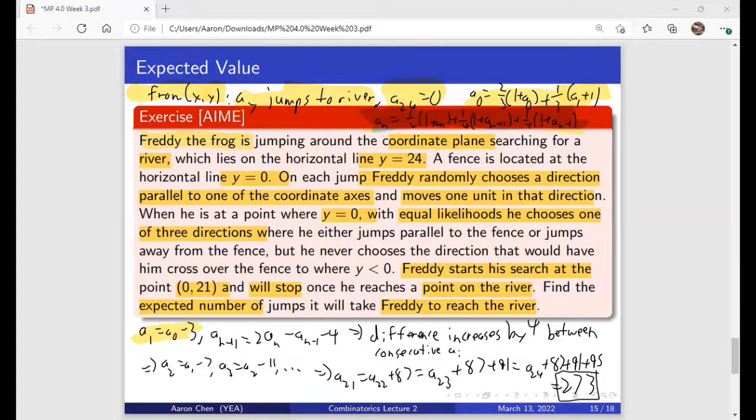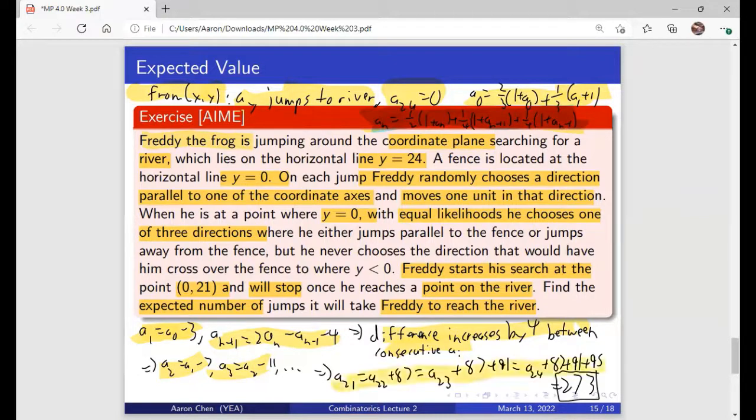Okay, so sorry about that. Anyway, from the first equation we get that a_1 is equal to a_0 minus 3, and the second equation simplifies to a_(n+1) is equal to 2a_n minus a_(n-1) minus 4. And so what the second equation implies is that the difference between consecutive values of a_i increases by 4 for each time the i itself increases. So what this means is that a_2 is equal to a_1 minus 7, a_3 is a_2 minus 11, and so on.